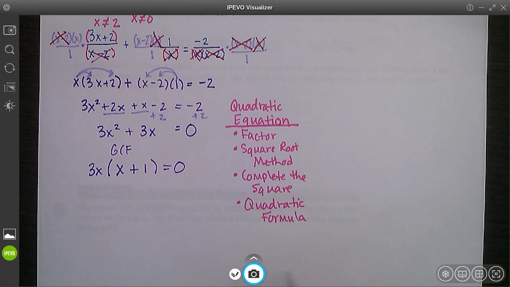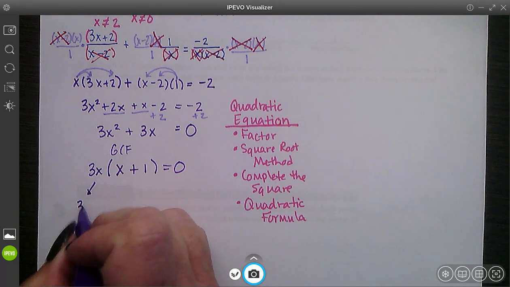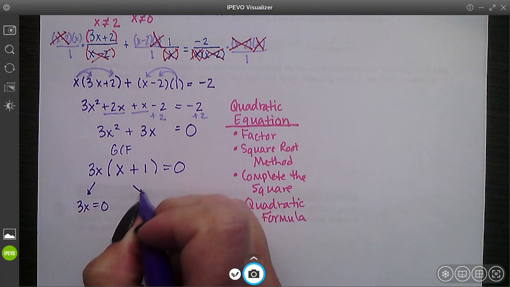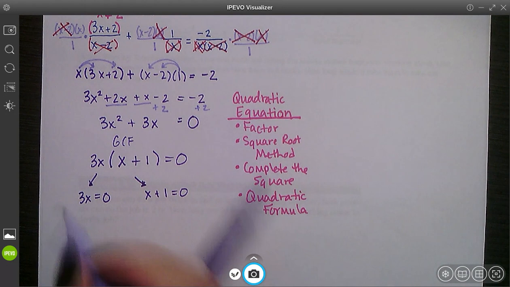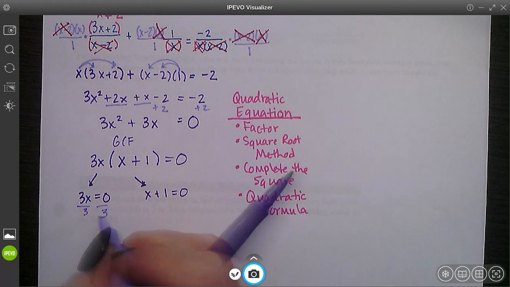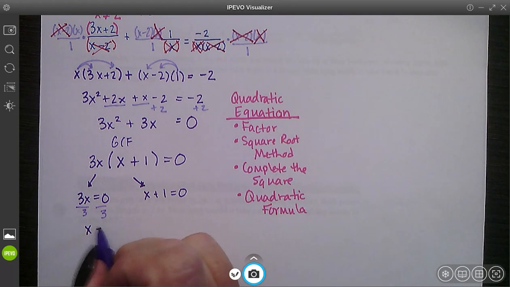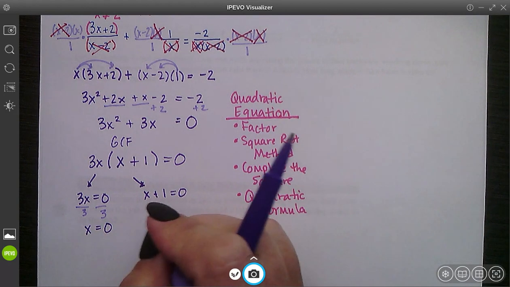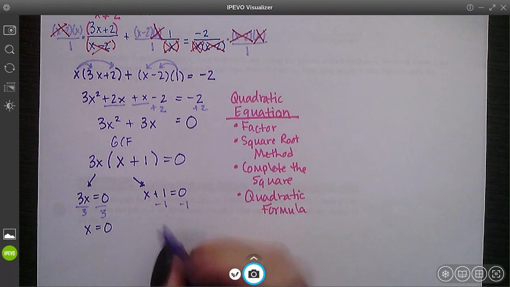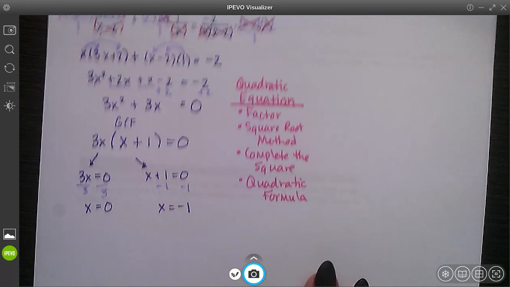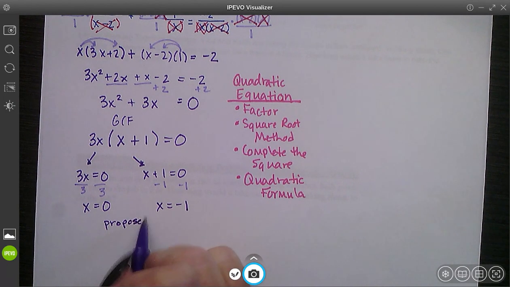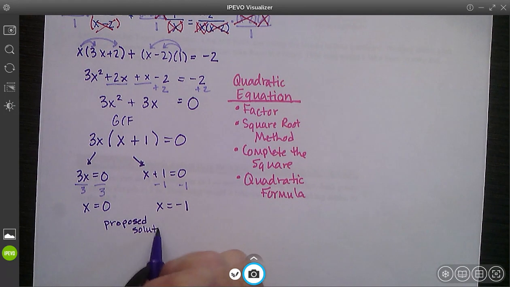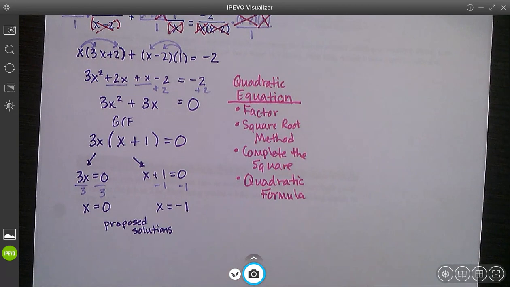When we solve by factoring, then we take each part that contains a variable, set it equal to 0. So I've got 3x equals 0, which I will divide both sides by 3 and get the solution x equals 0. I have x plus 1 equals 0, so I will subtract 1 from both sides and I get x equals -1. Now these are what we call the proposed solutions. They may work, they may not work. We have to check against the restrictions that we had at the top or exclusions.